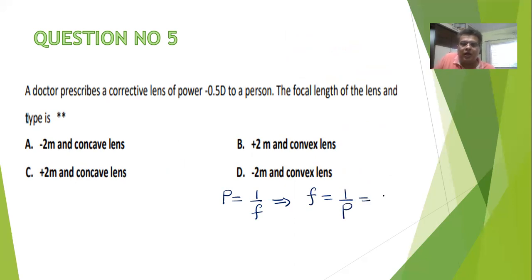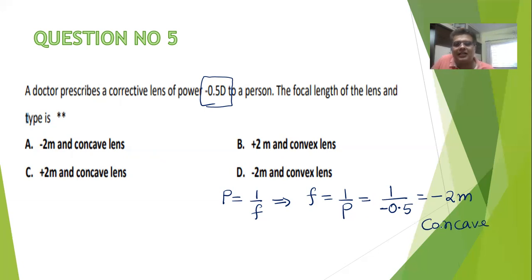This implies 1 by power is given as minus 0.5 diopter. Good. 0.5 diopter, minus sign. Don't forget this. So this will give me the answer as minus 2 meter. Therefore, it is minus 2 meter. And you remember, the moment you understand minus 0.5 diopter, it should be concave in nature.